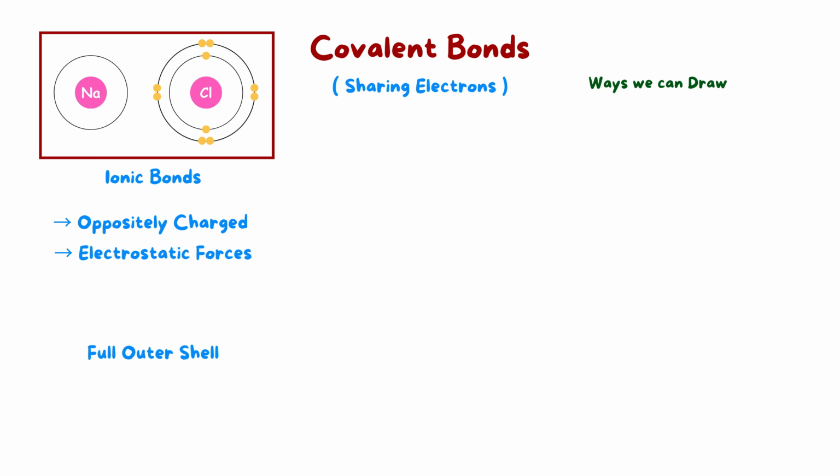But before diving into covalent bonding, let's quickly revisit what we already learned about ionic bonds, where atoms transfer electrons from one to another, creating oppositely charged ions that are then held together by strong electrostatic forces. This transfer happens because each atom wants a full outer shell of electrons, and this works perfectly in cases like sodium and chlorine, where one atom has an extra electron and the other is missing one.